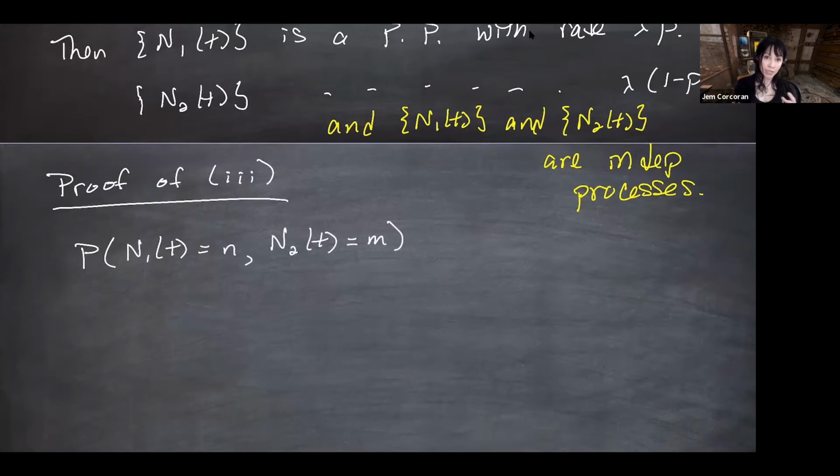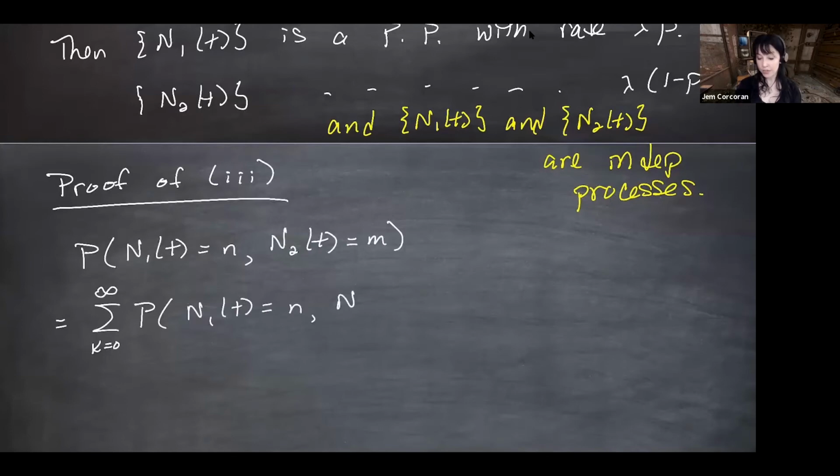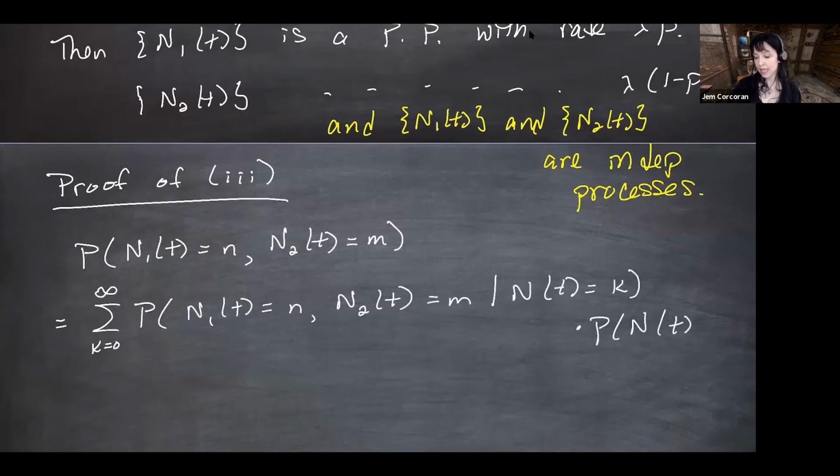So these are processes that have been pulled out, thinned out from the overall process N(t). And so I'm going to compute this probability by conditioning on the value of the full N(t) process. So this is the sum as k goes from 0 to infinity of the probability that N1(t) is n and N2(t) is m, given that N(t) is some k, times the probability that N(t) is some k.